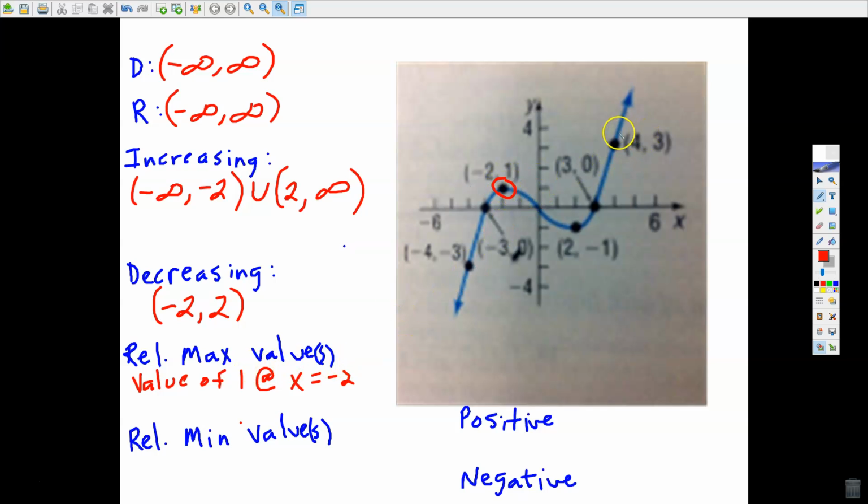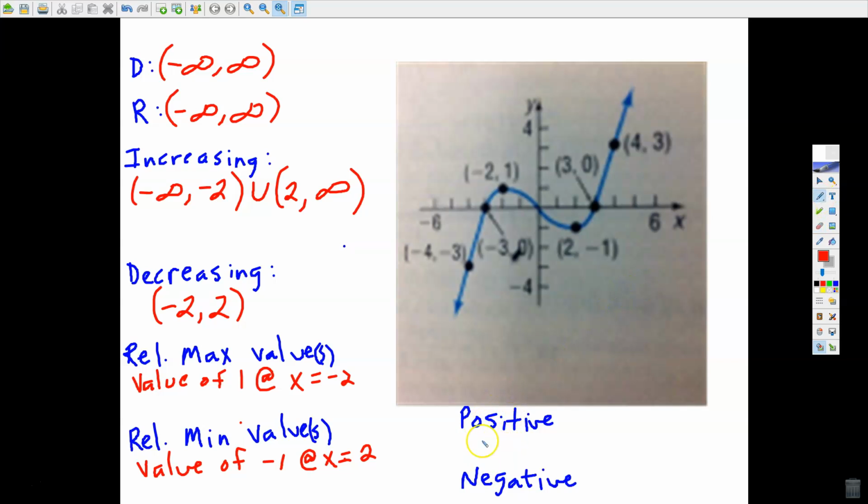Remember, it's got to be a turning point. You might be thinking, well, this is the highest point, and that's not what we're talking about with relative max, relative min. We're talking about turning points, and maximums will be peaks, and minimums will be valleys. So this point right here represents a relative minimum, where I'm changing direction from down to up. All right, so the value of that is -1, and it occurs at x equals +2. Okay, and we're almost done.